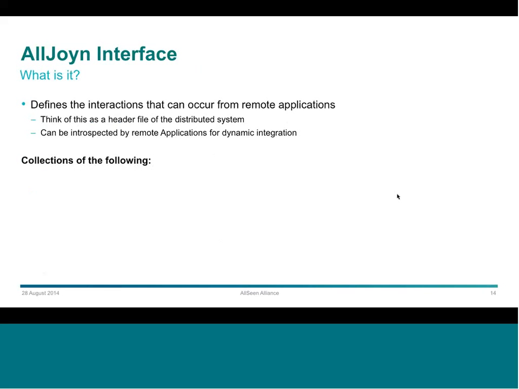Sometimes people ask, well, what is this AllJoyn interface? And you've said it a few times, and how do I create it, and what's it comprised of? So you can really think about an AllJoyn interface as your header file to the distributed system. Like I said, it can be introspected, but this is where you define your methods with the arguments that you will accept and the arguments that you will return.